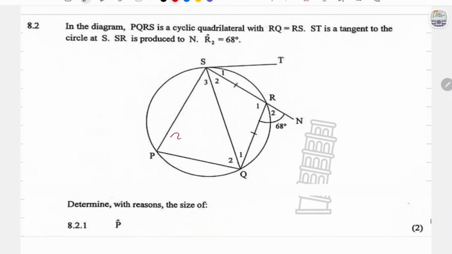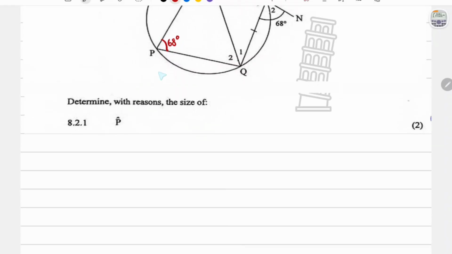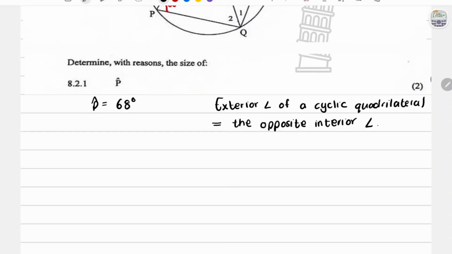Okay, so angle P is this angle over here. Well, they told us that this is a cyclic quad. So remember, the exterior angle of a cyclic quad is equal to the opposite interior angle. So that's what that is. So this is 68 degrees as well. We'll just tell them that angle P is equal to 68 degrees because of the exterior angle of a cyclic quad. Okay, so that is it for that question. Moving on to the next question.